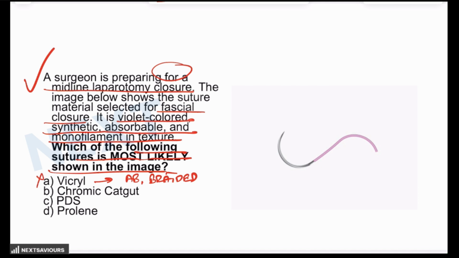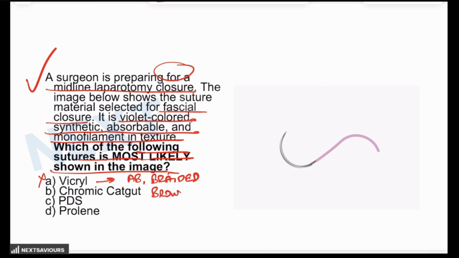Second, catgut is brownish, not pinkish, and it is a natural material suture which is absorbable and not synthetic. So this also is ruled out. Now PDS, that is polydioxanone, is violet or clear. It is a monofilamentous synthetic absorbable suture, which is best suited as the answer for this question. And the Proline sutures are blue in color, right? They are synthetic, monofilamentous, and non-absorbable.